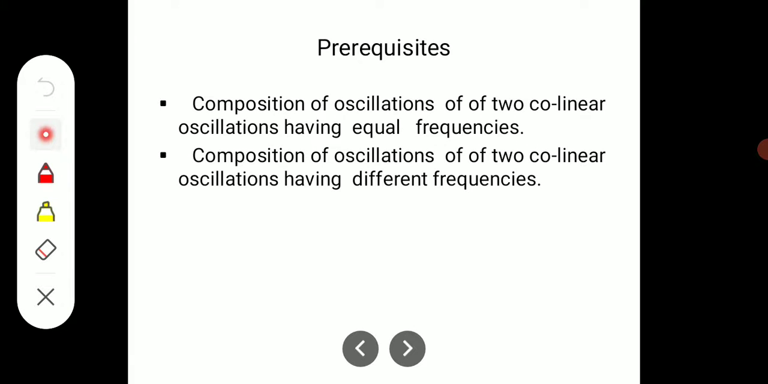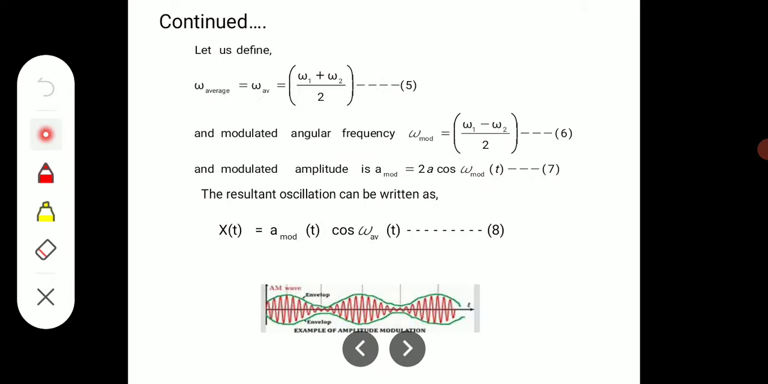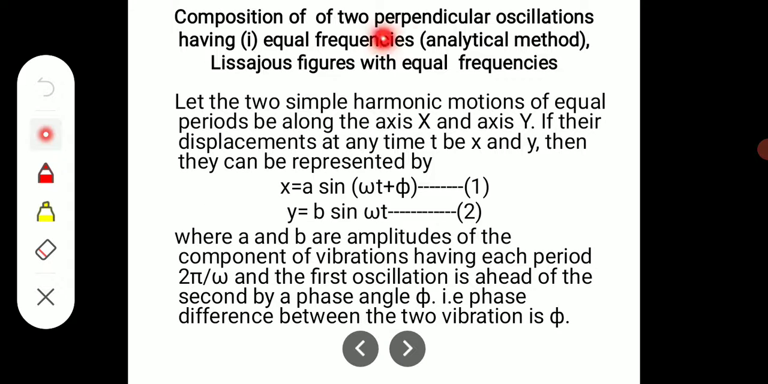So we need the composition of the two collinear oscillations having equal frequencies, and also of different frequencies. Let us study the composition of two perpendicular oscillations having equal frequencies.